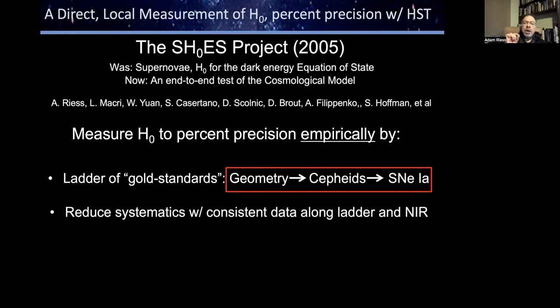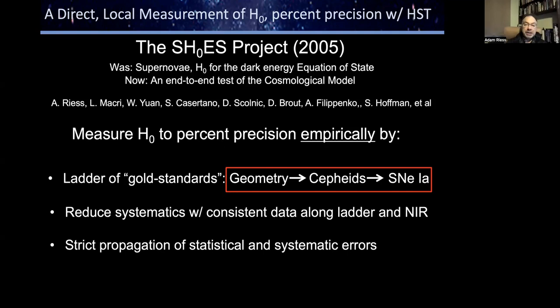We saw ways to reduce systematic errors by collecting the data in a consistent way. I'll describe that, as well as by making observations in the near infrared to reduce or mitigate the effects of dust. Also through strict propagation of errors, and particularly keeping track of covariance so that we can get a realistic uncertainty.